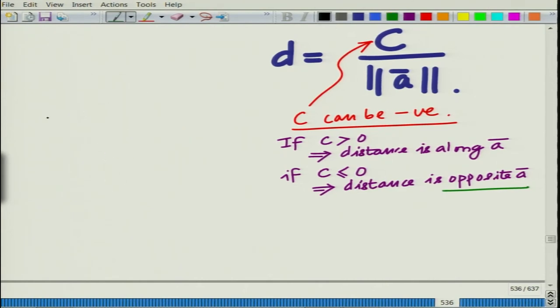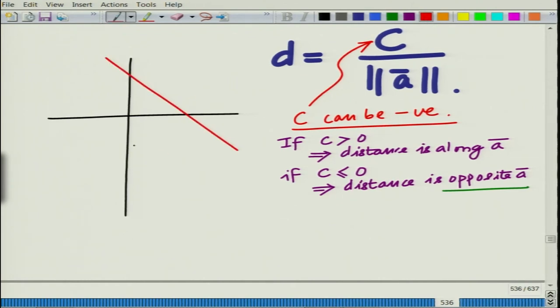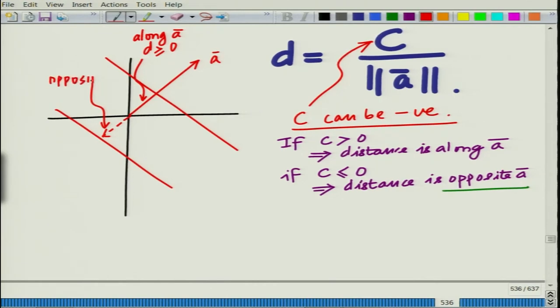So essentially you will have this hyperplane, both at the same distance, and this is the normal, let us say a bar. This is where d will be greater than or equal to 0, which is along a bar, and this is opposite to a bar, which implies that d is less than or equal to 0. It will be 0 if the hyperplane passes through the origin, that is, c equal to 0. Okay, so that also checks the formula. If your hyperplane is such that a bar transpose x bar equals 0, that is, your constant c is 0, then the hyperplane is passing through the origin, so the distance from the origin is 0.